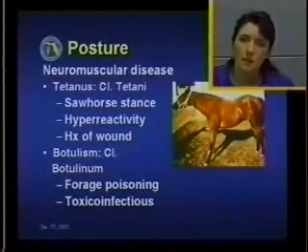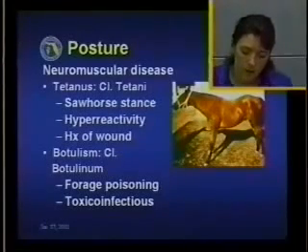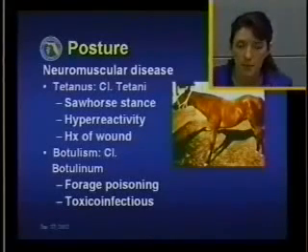Botulism is seen in some parts of the country, in the Northeast in particular, where forage poisoning may be more common.